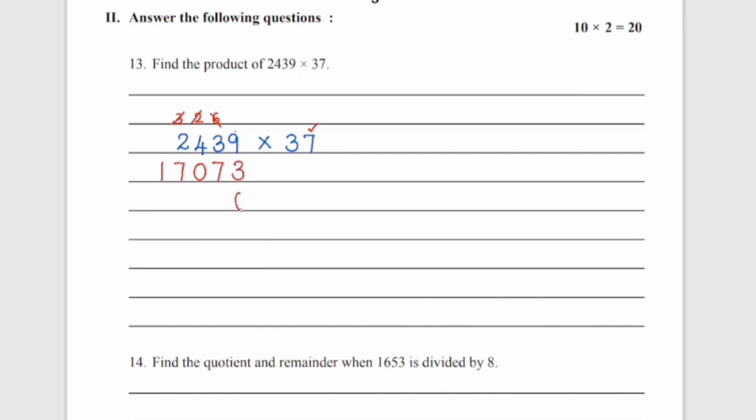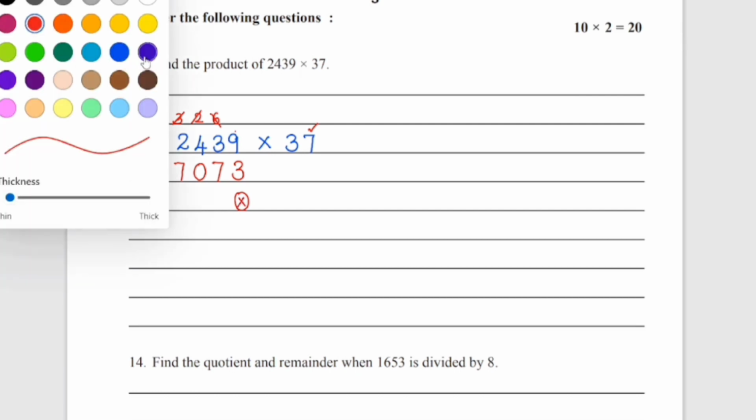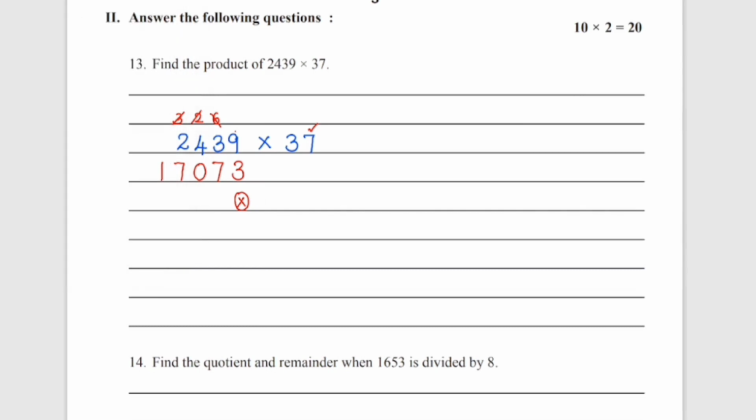Moving to the next, the tens place. Before that, either you can put 0 or a multiplication sign. Now let us multiply with the tens digit, which is 3. 3 9s are 27, 7 and 2 carry over. 3 3s are 9 plus 2 is 11, 1 and 1 carry over. 3 4s are 12 plus 1 is 13, 3 and 1 carry over. 3 2s are 6 plus 1 is 7. Now add the partial products.